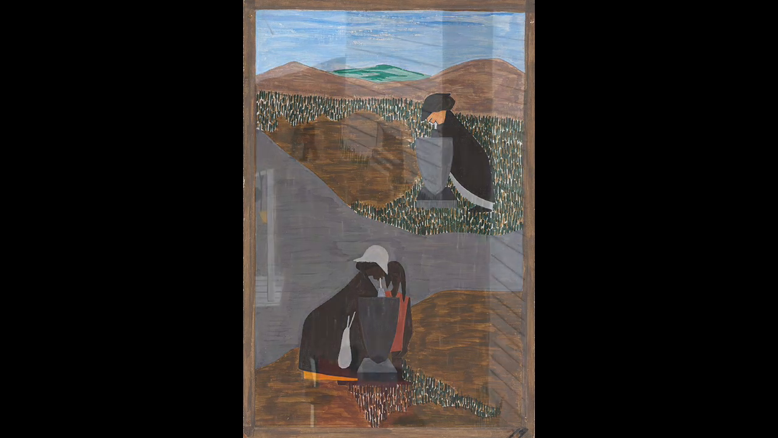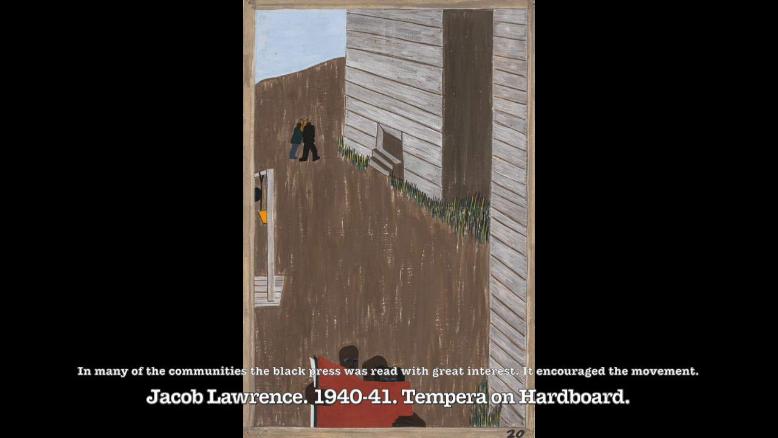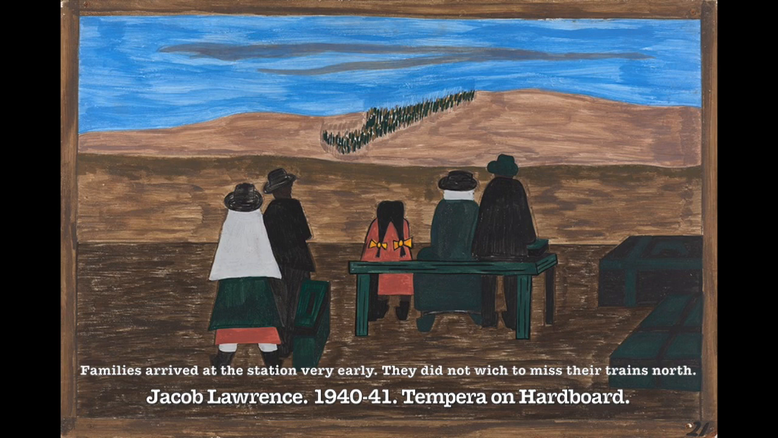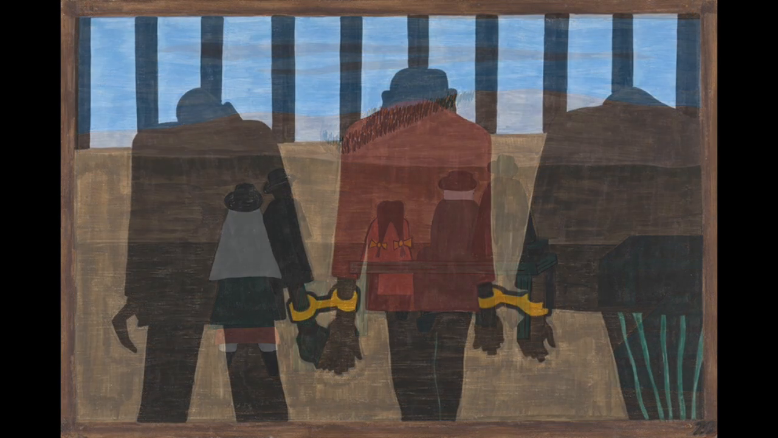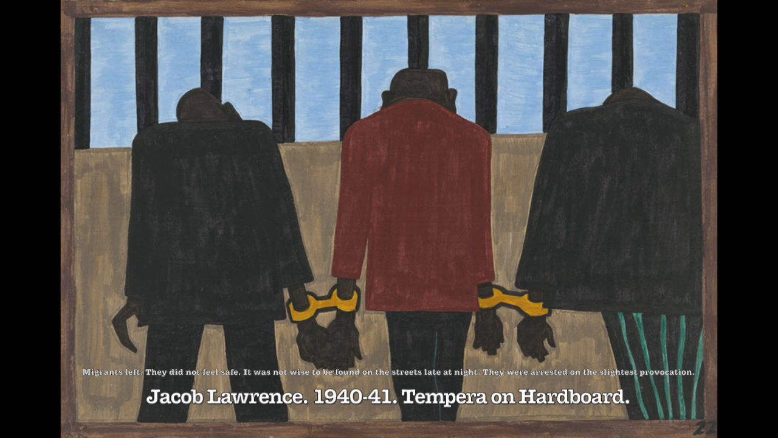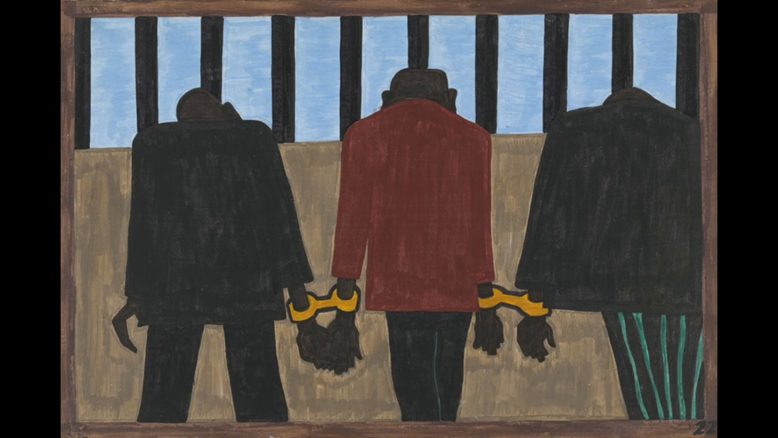In many of the communities, the black press was read with great interest. It encouraged the movement. It's different to read a book than it is to listen to a book. Right. Families arrived at the station very early. They did not wish to miss their trains north. Migrants left. They did not feel safe. It was not wise to be found on the streets late at night. They were arrested at the slightest provocation.